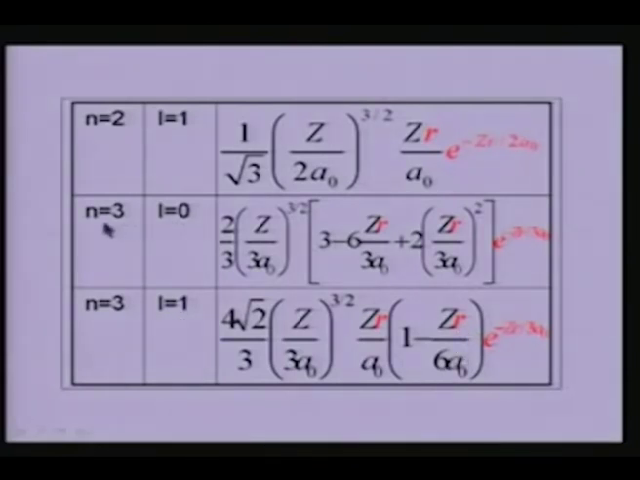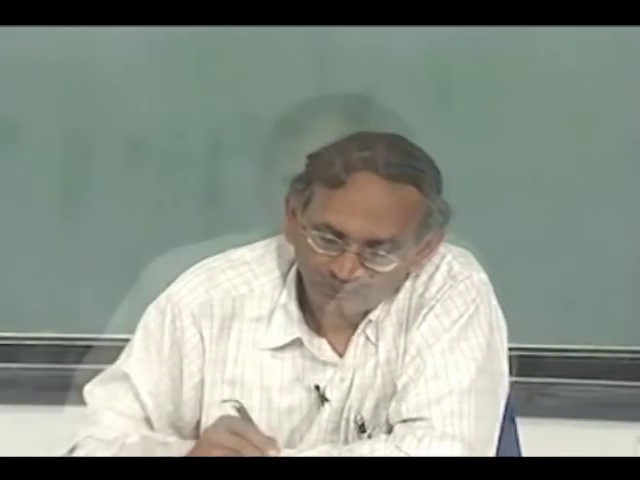The function for N equal to 3, L equal to 0 is a quadratic function multiplying an exponential, which does not go to 0 at R equal to 0, but it goes to 0 in two other places in between, and then of course at R equal to infinity. So this function has two radial nodes corresponding to the two roots of this quadratic equation. Okay, so the pattern should be clear now immediately. What is it for N equal to 4, for example?